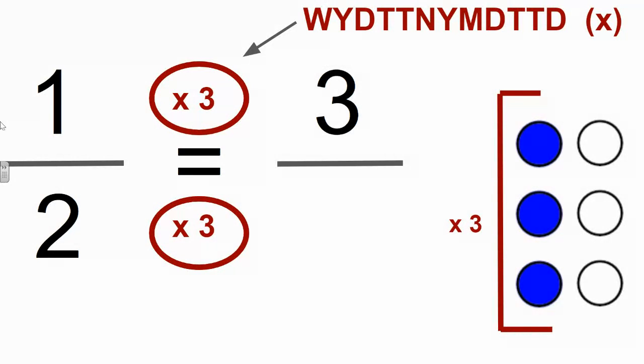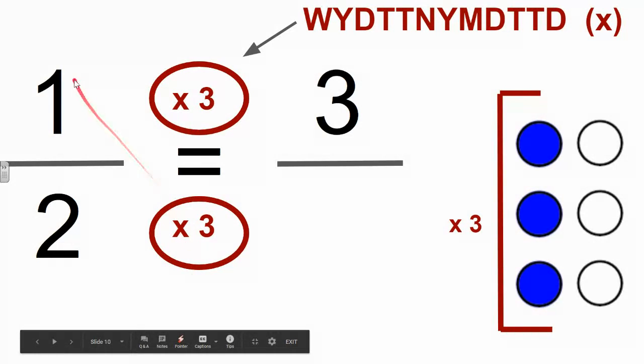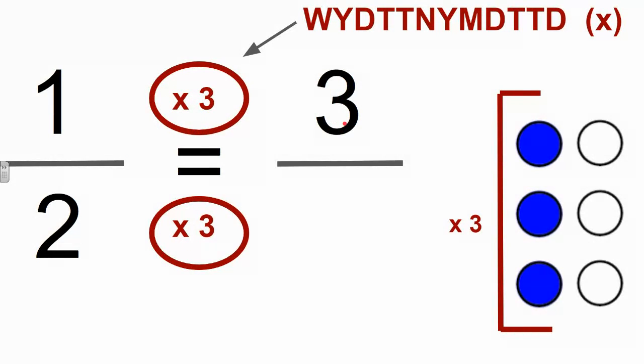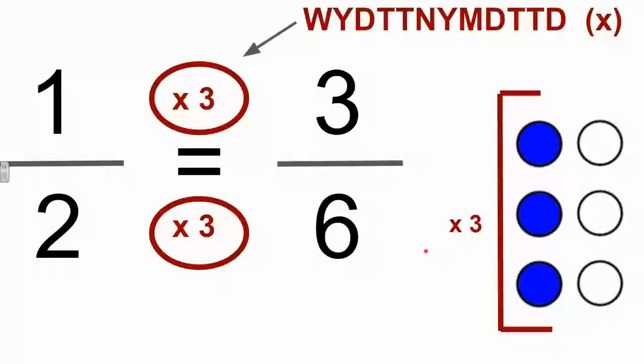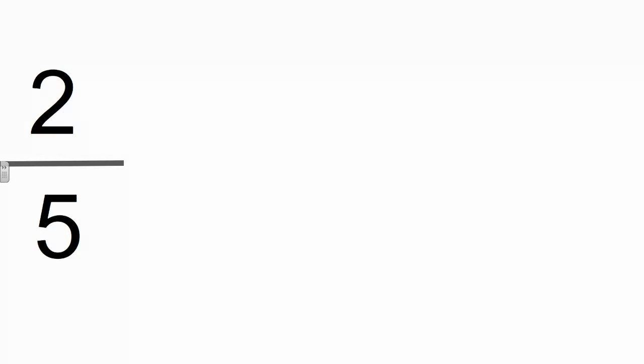That's my new numerator because, let me grab my pointer here, 1 times 3 is 3. That's how many I now have shaded out of my total that is now there, which is 6, because I had 2 total and I did it 3 times for a total of 6. And we know based on yesterday's lesson about greater than, less than, or equal to 1/2 that 3/6 also means 1/2. These two fractions are equivalent.